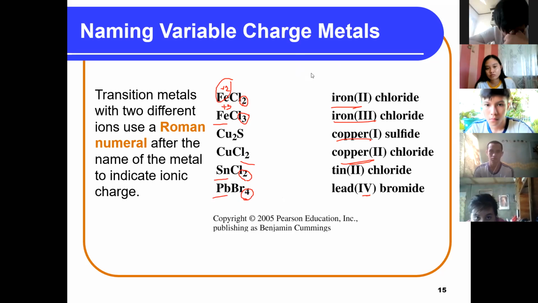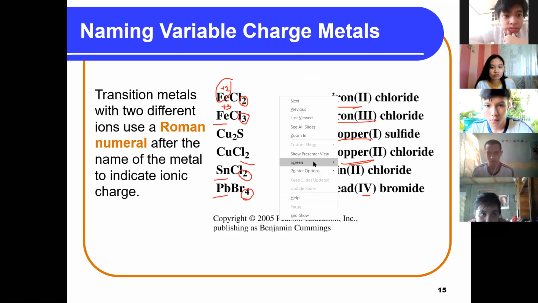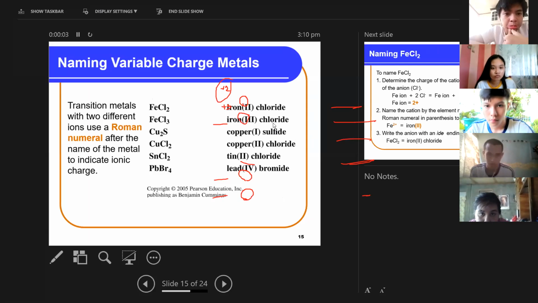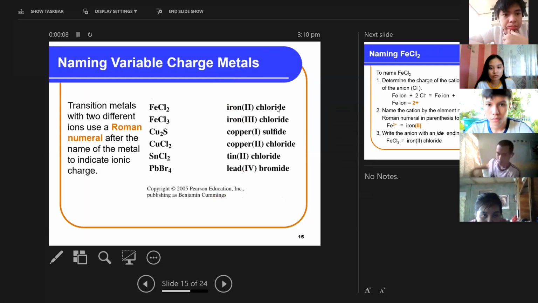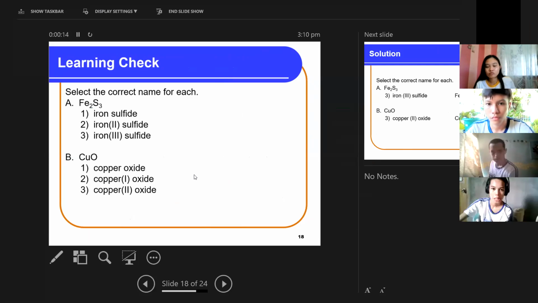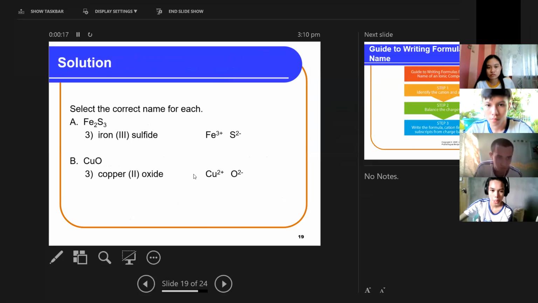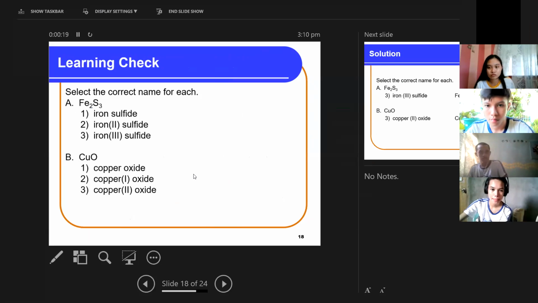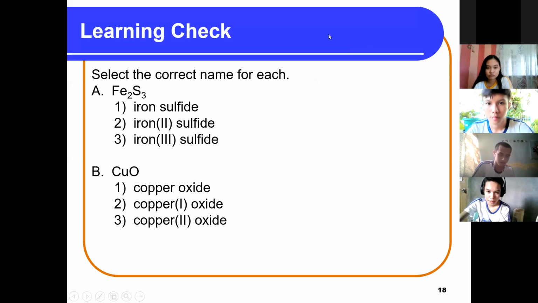Question. Clarifications? Oh, so there's none. Let's try this one. We have here examples of this one. Learning checks. Search for the correct name of this molecule. I think that I presented the answer a while ago when I accidentally clicked the arrow keys.